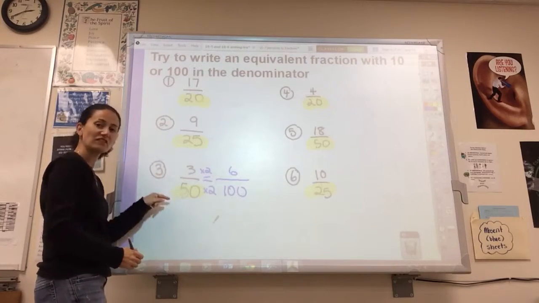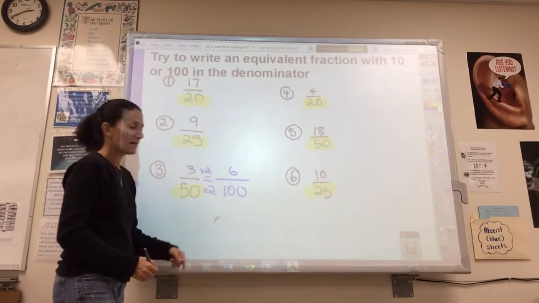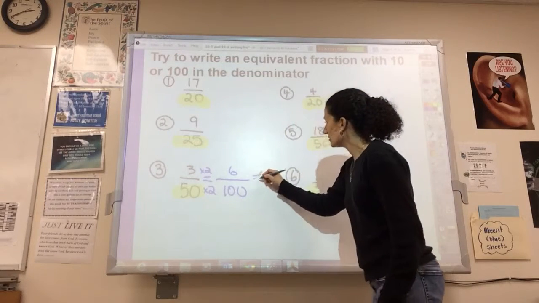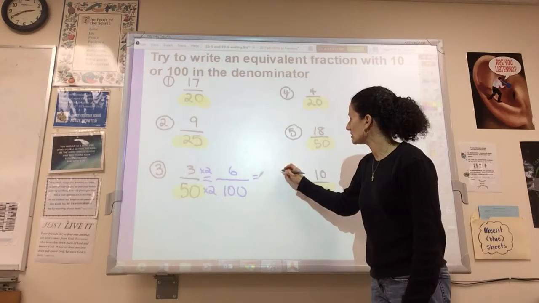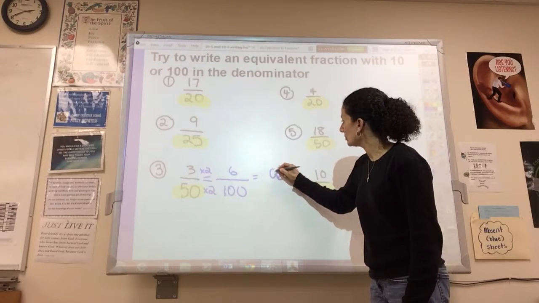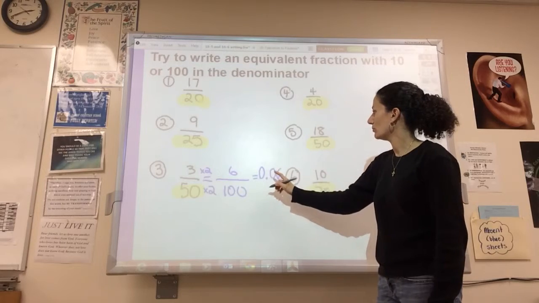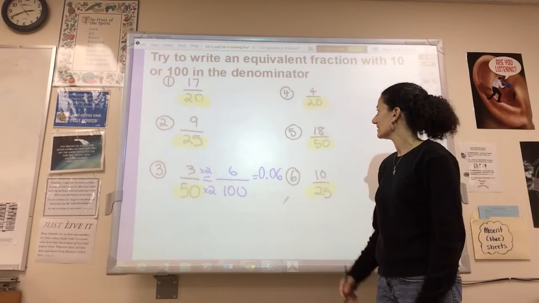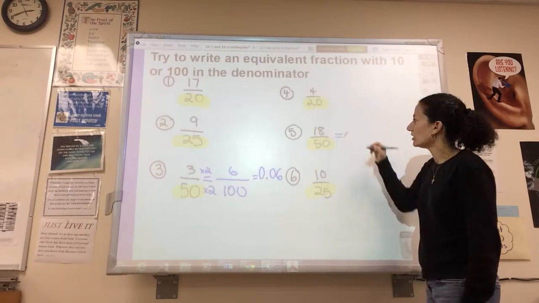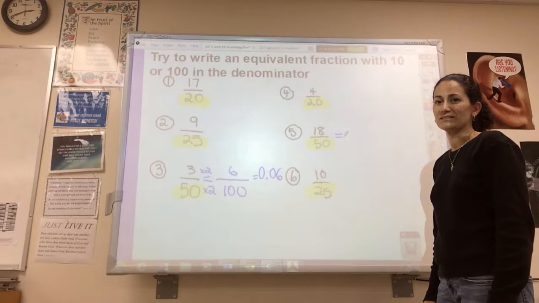So 3/50 is the same thing as 6/100, and we know that to write 6/100 as a decimal, we just make sure we put a 6 in the hundredths place, which is 2 places to the right of the decimal. So that decimal is 0.06. Let's try another 50. Pause the video and try this one. Unpause it when you're finished.